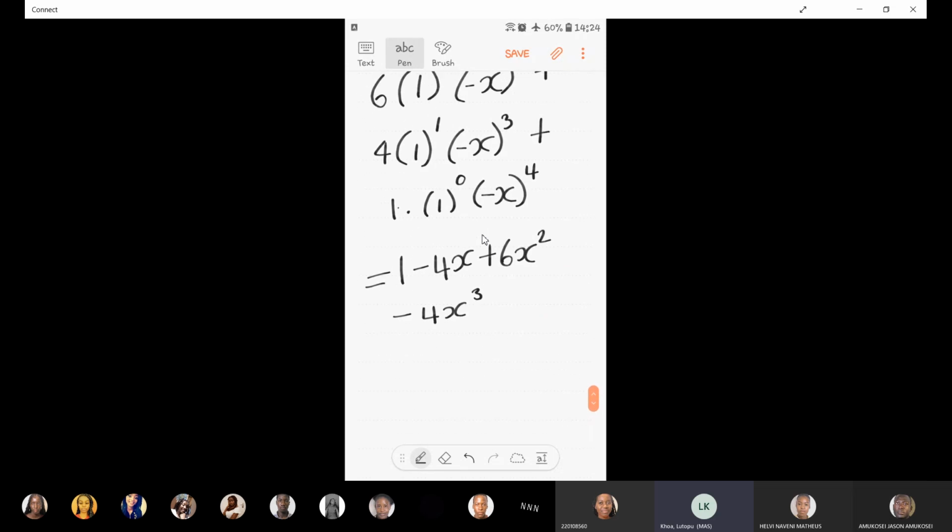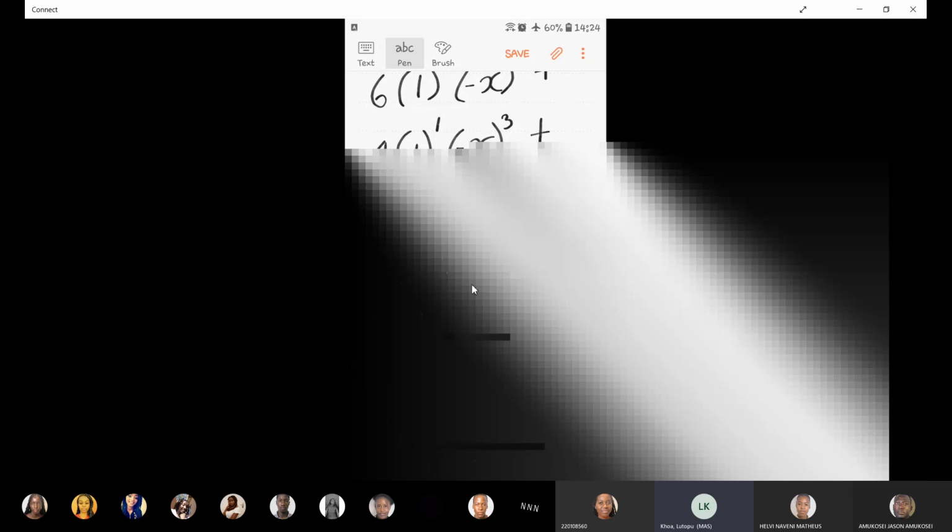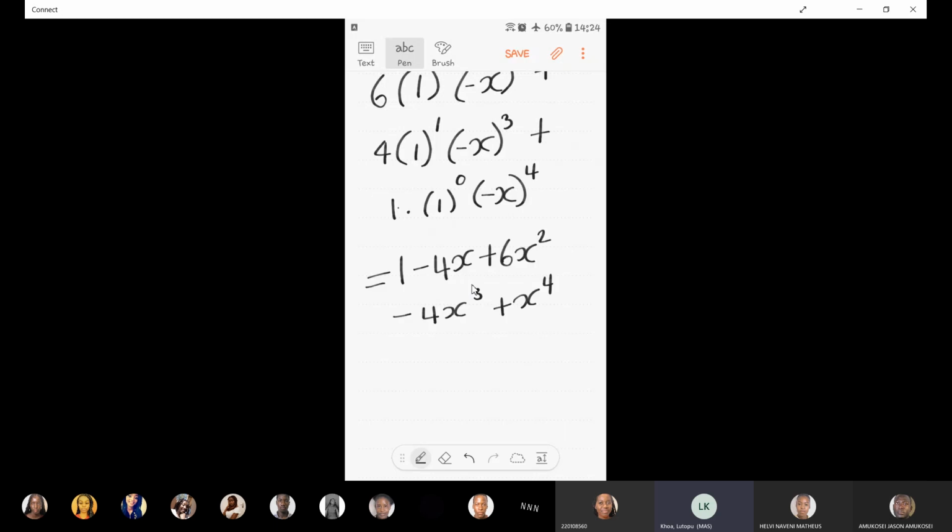And then the last term, I have 1 times 1 times negative x to the power of 4. This negative x to the power of 4, I have 4 negative numbers multiplying. This means my answer will be positive, so I will get x to the power of 4. So you can see what is happening to the powers of x. We start with x to the power of 0, x to the power of 1, x to the power of 2, x to the power of 3, and then x to the power of 4. So whenever you're doing an expansion like this, very important, you need to work out what is your A, what is your B, and then you follow the pattern as I have done.